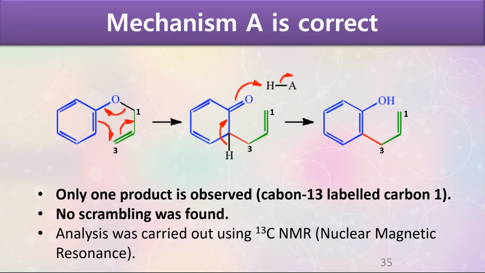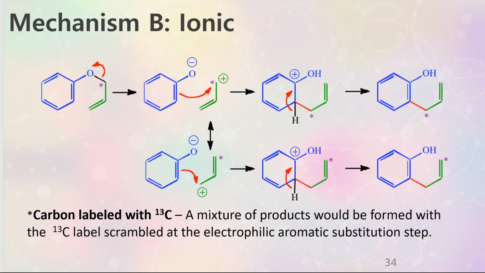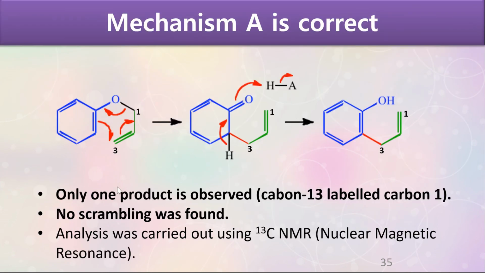So at the end of the day, we're going with one mechanism, and the one that is correct is mechanism A, which is the concerted mechanism. And that is because only one product is observed. That is the carbon-13 labeled carbon 1, right? So notice, let me go back to this slide. We would have gotten a mixture of these products, right, had it been mechanism B. We only got one product, right? Only one product is observed, right?